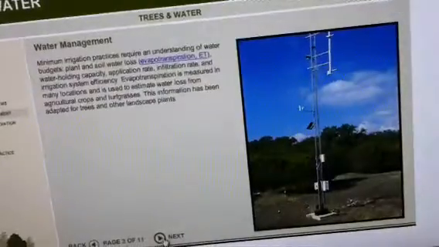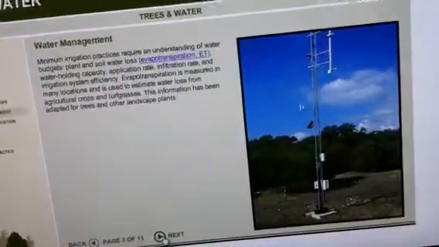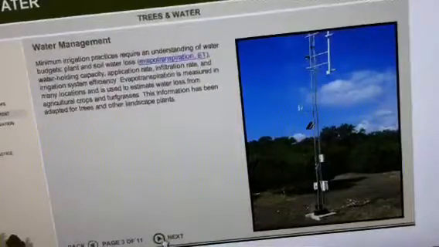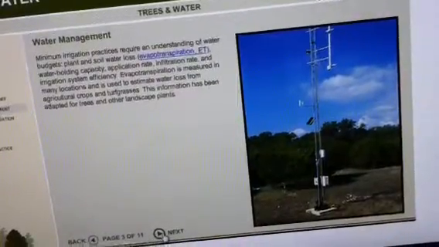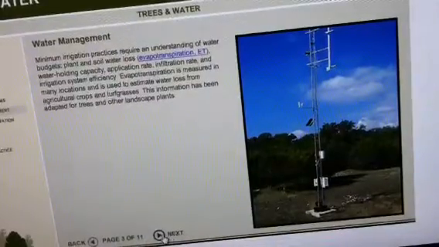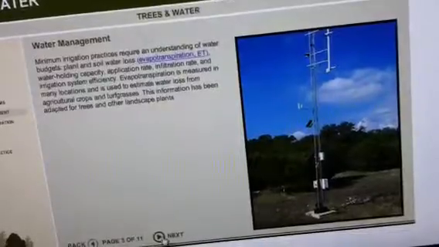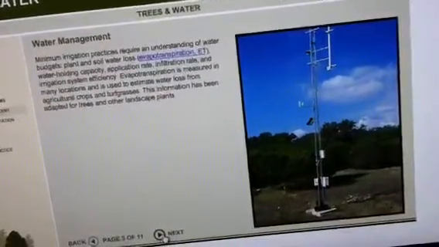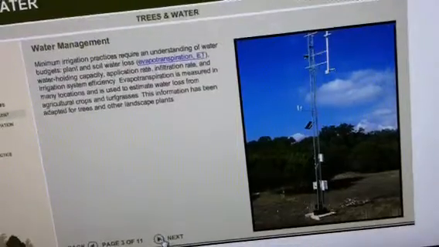Minimum irrigation practices require an understanding of water budgets, plant and soil water loss, evapotranspiration (ET), water holding capacity, application rate, infiltration rate, and irrigation system efficiency. Evapotranspiration is measured in many locations and is used to estimate water loss from agricultural crops and turf grasses. This information has been adapted for trees and other landscape plants.